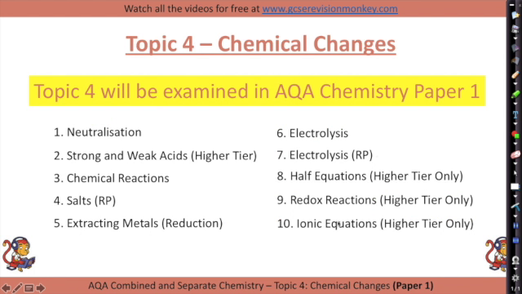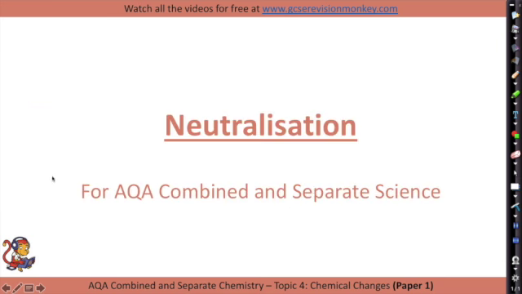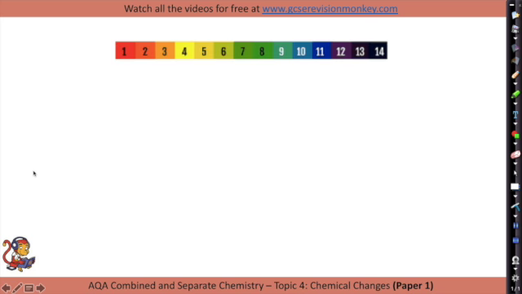Topic 4 is called chemical changes. It includes a couple of required practicals on salts and electrolysis, and it also has quite a lot of high tier content which I'll highlight as we go through. First of all, we'll talk about neutralisation, and the general equation for neutralisation is when an acid reacts with a base to make a salt plus water.